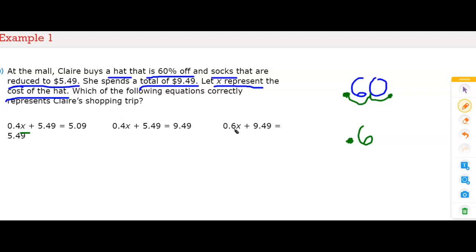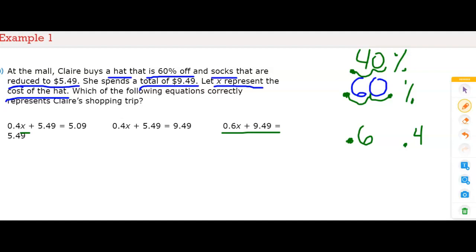What percentage is left of that 100% of the cost of the hat? Well, 100 minus 60 would give me 40%, right? So 40% as a decimal would follow the same pattern of moving the decimal over 2 spaces. So the decimal for that would be 4/10. So now we can find either one of these representations of the price of the hat found in the equations. But let's first look at this equation that has the 6/10.